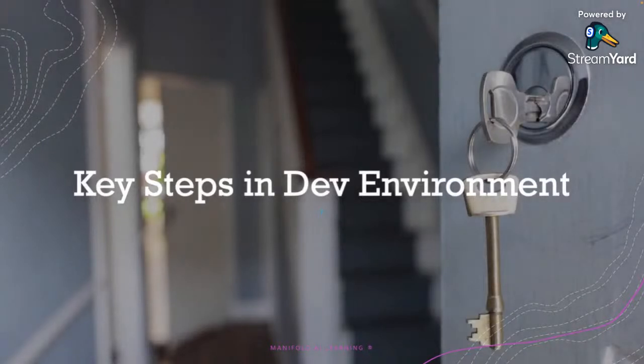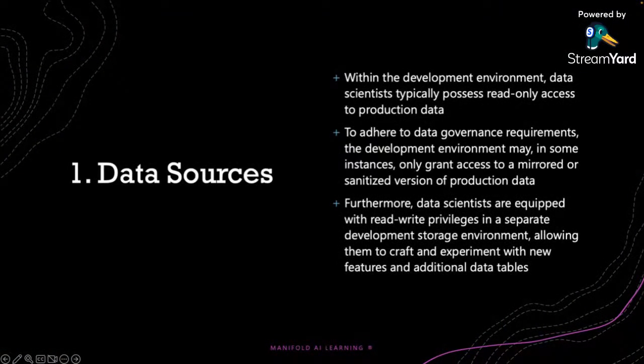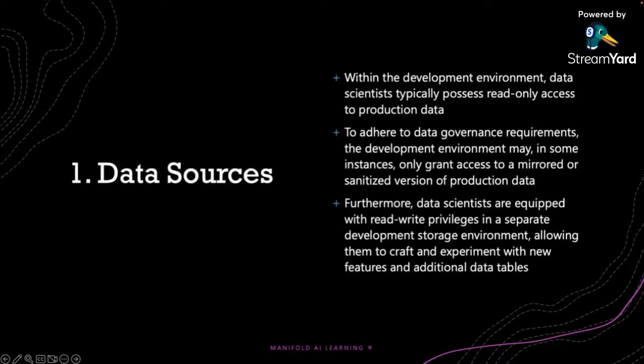Now, when we start working in the development environment, we follow some key steps. The first step is obviously the data source. Within the development environment, as a data scientist, you will typically possess read-only access to the production data because, as I mentioned, security plays a key role here. So as a data scientist, you'll just have the ability to read the data from the production system.